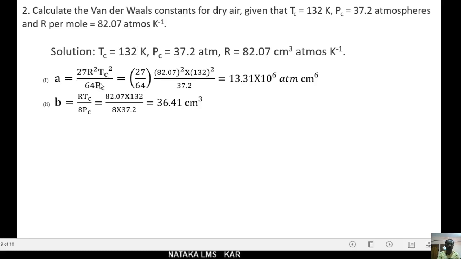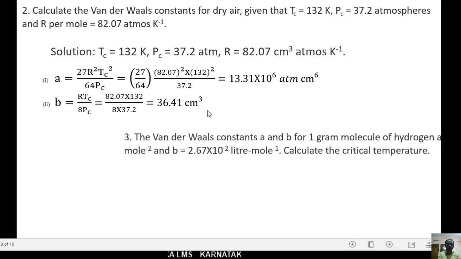27 R square Tc square by 64 Pc here. 27 by 64 into R value given here 82.07 whole square. For Tc given 132 whole square divided by Pc value 37.2. After simplification and calculation you get this much value, 13.31 into 10 raised to 6 atmosphere centimeter to the power 6. The same way we can calculate van der Waals constant b equals RTc by 8 Pc. Here Tc and Pc values substituted here, you get 36.41 centimeter cube.